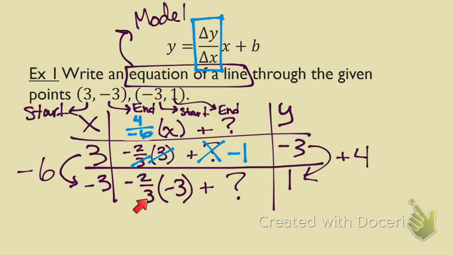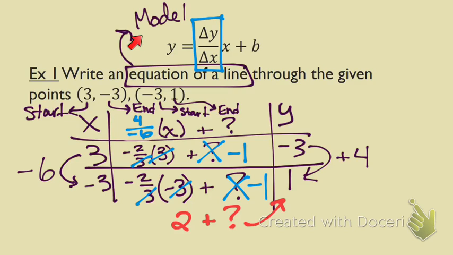We're going to test it out again here. If you take -2/3 times -3, we're left with a +2. And if you want to write that down below, that's okay. +2 plus what gets us to -1? We're back to that -1 idea.